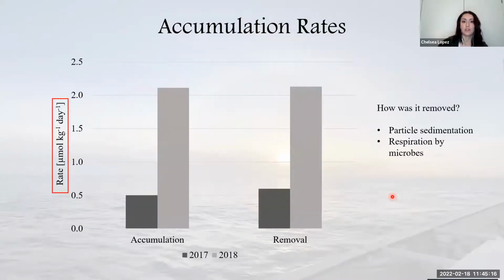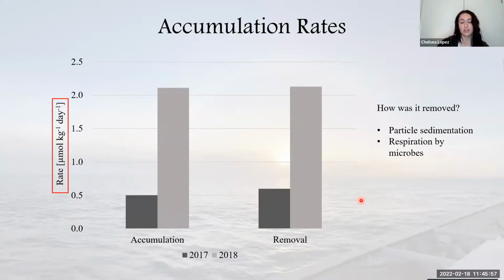That leads me to accumulation rates. Here's the rate of accumulation and removal on the order of days, so how much is being accumulated or removed each day. Here in 2017, that carbon accumulated at 0.5-ish micromoles per day, and the removal rate was pretty similar. You could see the same thing with 2018 between accumulation and removal. So even though there was a lot more accumulation, they both had nearly equivalent rates of accumulation and removal.